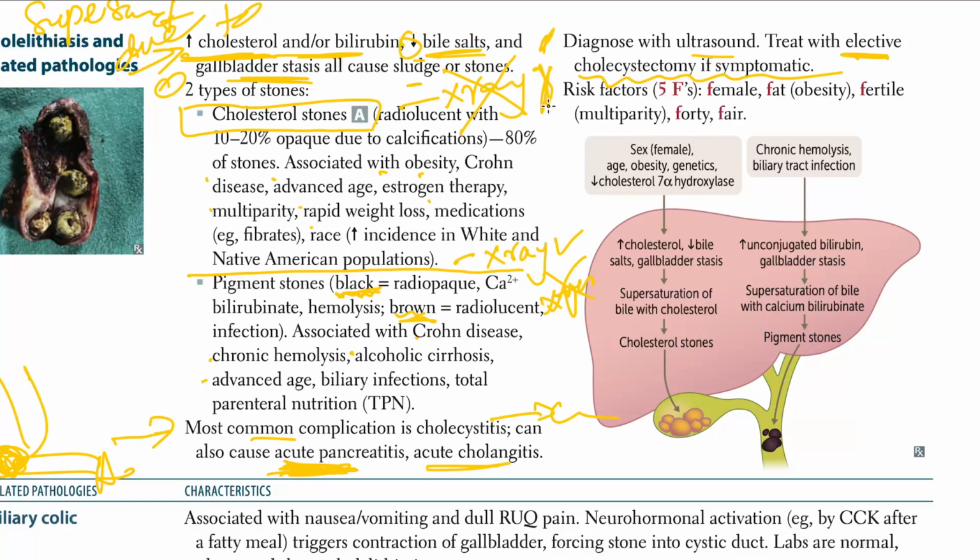The risk factors are really important. They are the 5 F's: female, fat, fertile, 40, fair. Female; fat, meaning obesity; fertile, meaning multiparity; 40; and decreased mobility of the gallbladder, and fair, meaning in whites. Okay. Let's look at this picture now.